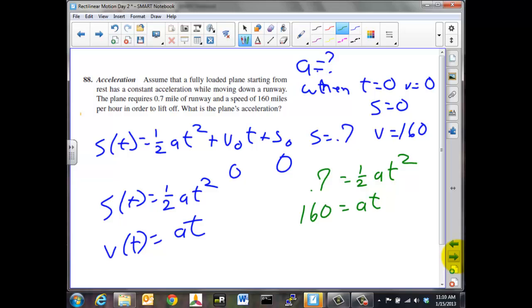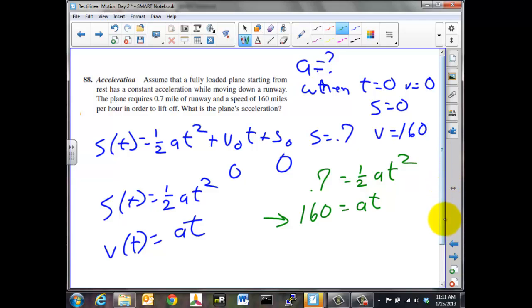Because at this particular time, now we don't know what time it is, but when he gets to the end of the runway, his speed's got to be 160, so that's got to be equal to AT, and he's traveled 7/10 of a mile, so 0.7 has to equal 1/2 AT squared. So now if you take this bottom equation again, solve it for A or T, whichever one you like, plug it in up here, you'll have one variable, and you can get the answer out.